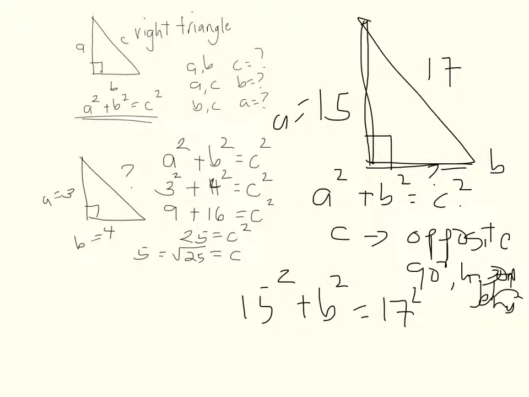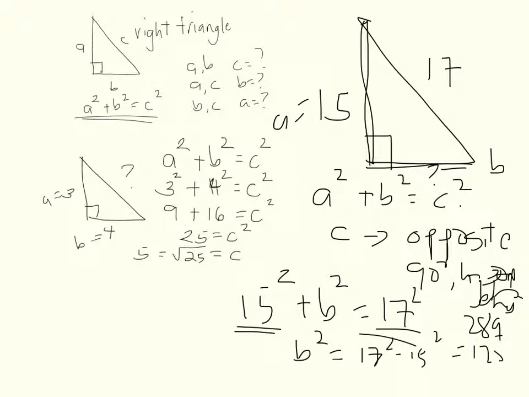17 squared. Now you have the option to simplify this right away, but I can do it this way: 17 squared minus 15 squared. Just compute the value for each. 17 squared is 289. 15 squared is 225. So subtracting the two, this is 64. That means B is equal to the square root of 64, and B is equal to 8.